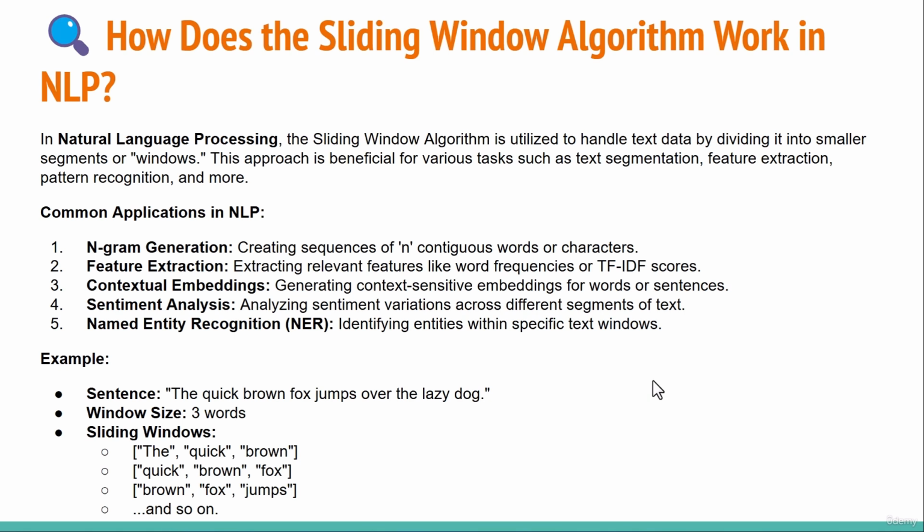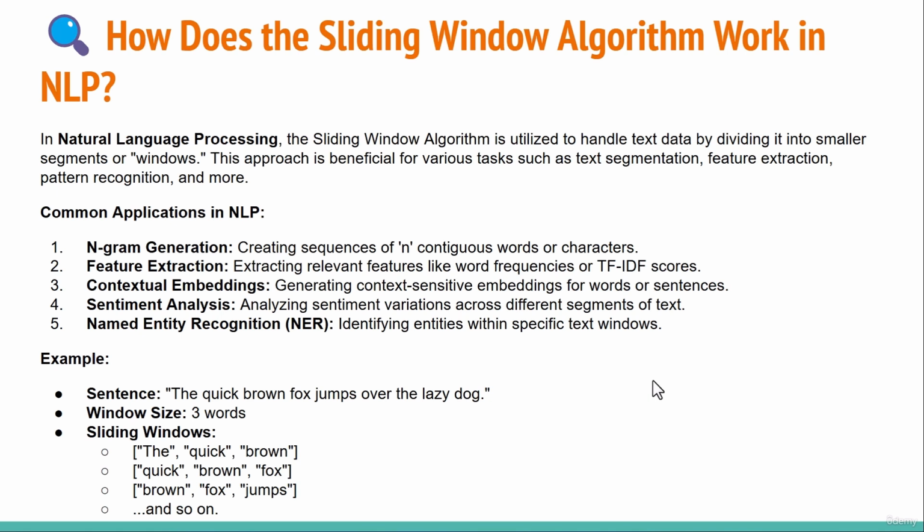Next is feature extraction. The TF-IDF score is extracted using this, and the word frequency is extracted, showing how many times a particular word has been used. Next are contextual embeddings. Context-sensitive embeddings are generated for words and sentences using this. Next is sentiment analysis. If you analyze product reviews using sentiment analysis, you can extract certain words that give you an idea of whether the customers are happy or angry, what their reaction is, and what their feedback is about the product. Next is named entity recognition. By using this with NER, entities can be extracted from specific text windows.